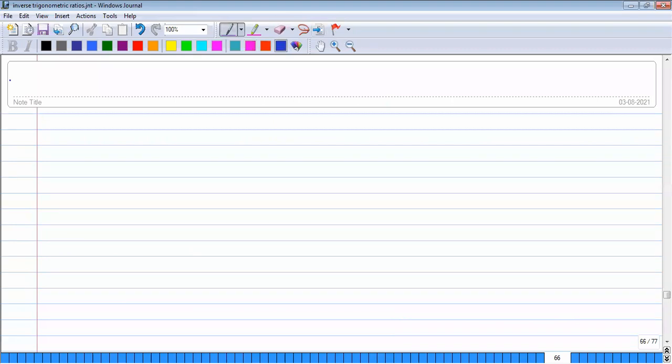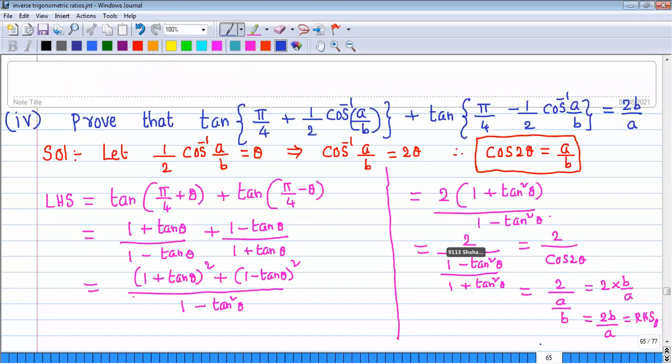So third, first problem. Sir, can you show the before page? Who is 9113? Completed, sir.